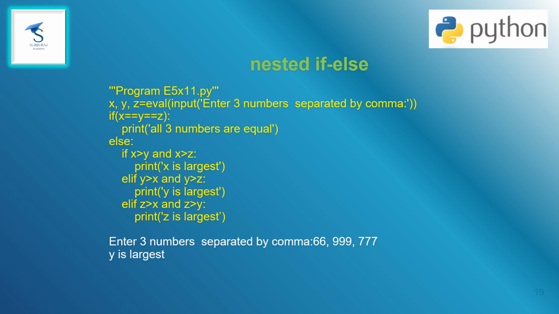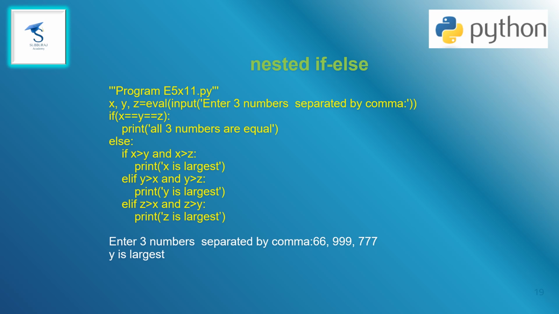Then we are checking, if x equal to y and y equal to z. This is again very unique to Python. If they are all equal, print all three numbers are equal. Else, if they are not equal, if one or two of them are different.